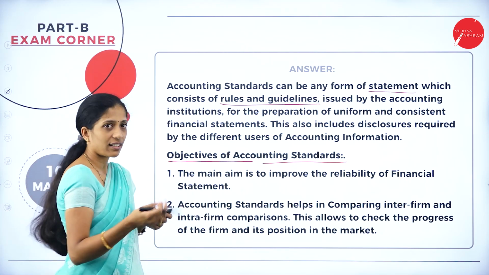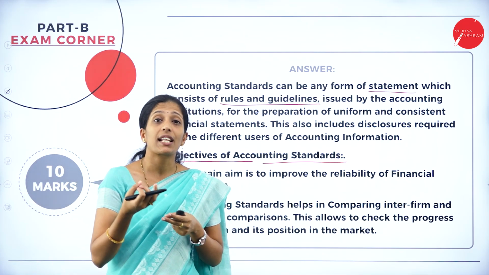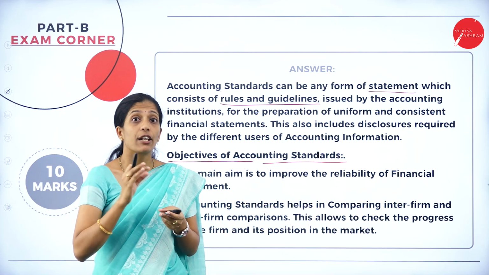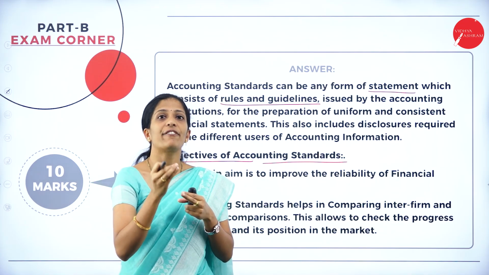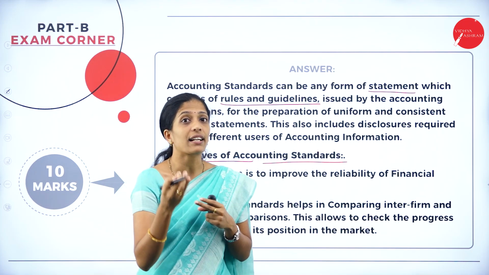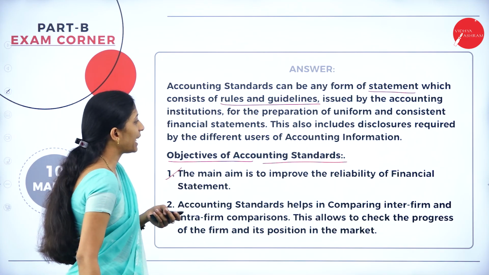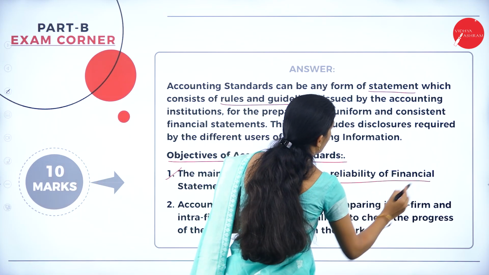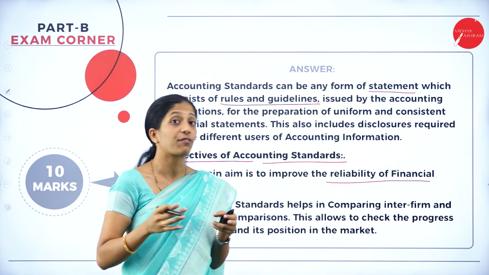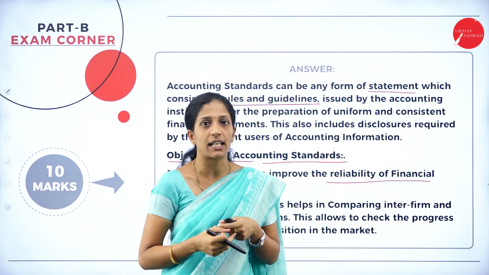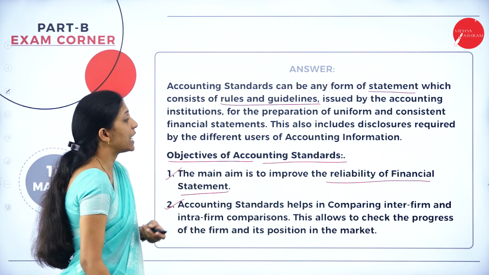So, you can go on writing the objectives. As I told you, in order to maintain the uniformity, in order to maintain the consistency in the books of account, in order to make the comparison easy from firm to firm as well as inter-firm and intra-firm. Like that, you can go on answering your objectives. The first one is the main aim is to improve the reliability of the financial statement. When there are particular rules and regulations, of course, reliability of the financial statement also increases. Correct?